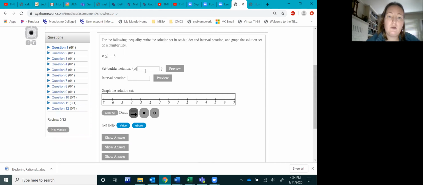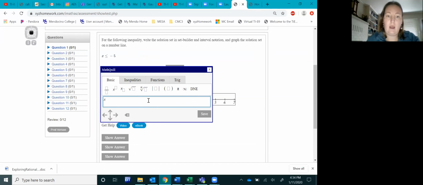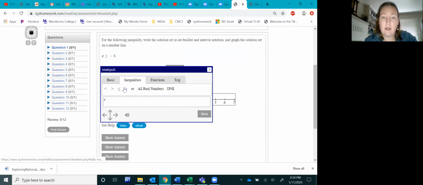Okay, so it says set builder notation. So this is read: the set of X such that X is less than or equal to -5. And so you can either type X less than equal to, that's the keyboard version for less than or equal to, -5, or you could hit the up arrow and type X, and then you can see the inequality tab, less than or equal to, and then -5. Save.